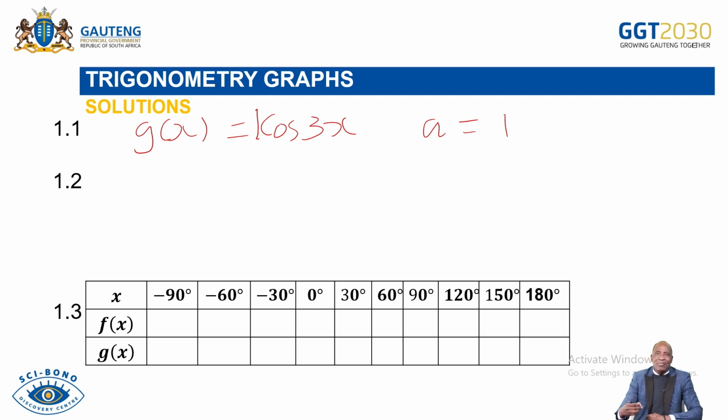So the minimum value is going to be negative 1 and the maximum value is going to be positive 1. Then half that distance, the peak minus the lowest point, is 1 minus negative 1 divided by 2. It will come back to the same 1. So whatever coefficient you have here, it will always lead to the amplitude of the graph.